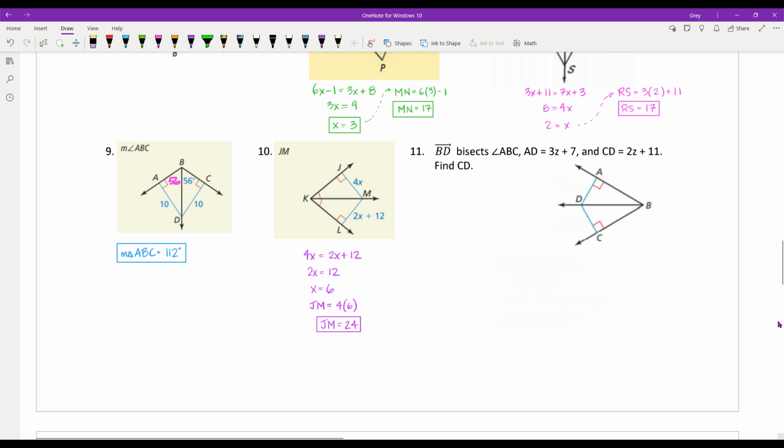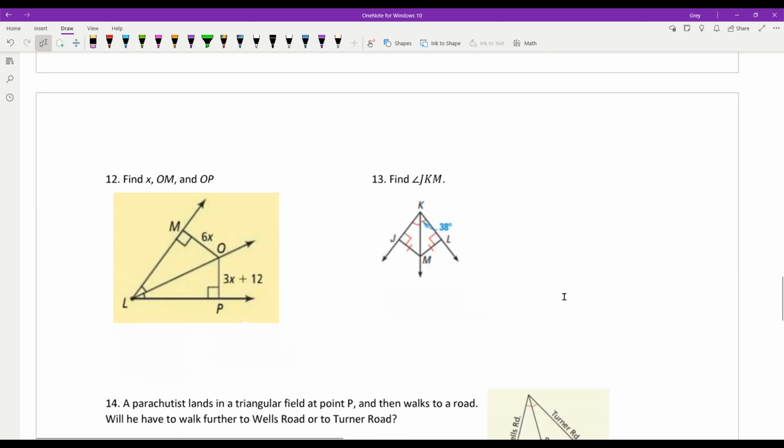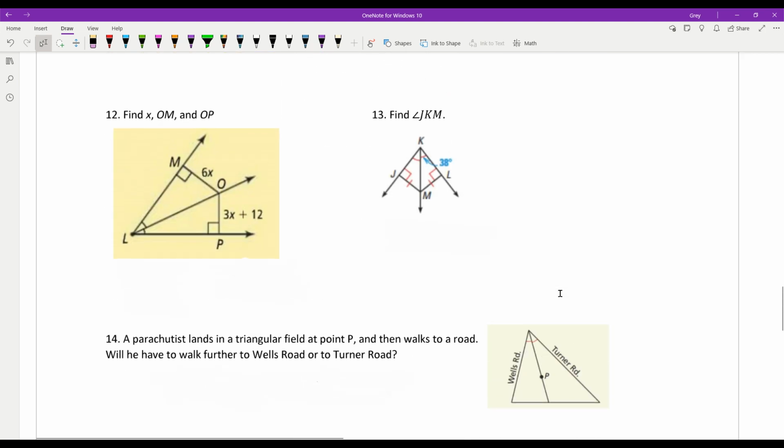So 3z plus 7 has to equal 2z plus 11. Subtract 2z and subtract 7. Z equals 4. What am I looking for? I'm looking for CD. And CD says 2 times whatever Z is, plus 11. Z is 4, so CD equals 19. All right, 4 more problems.